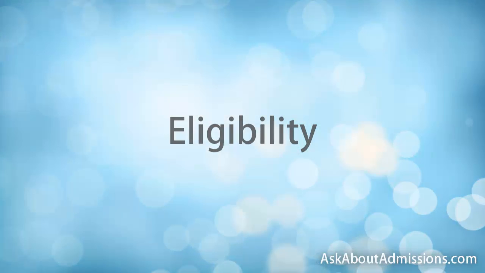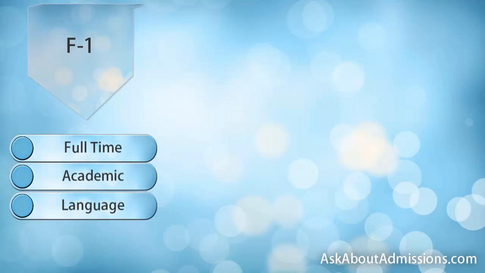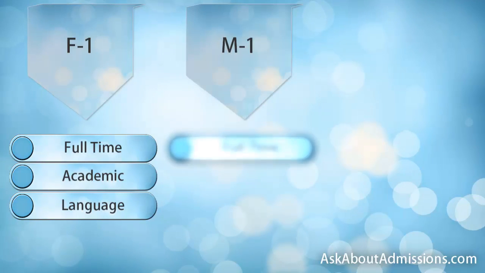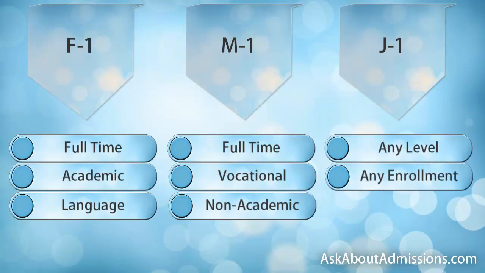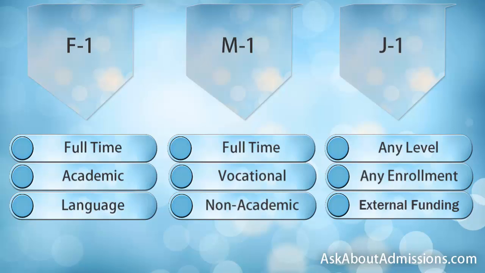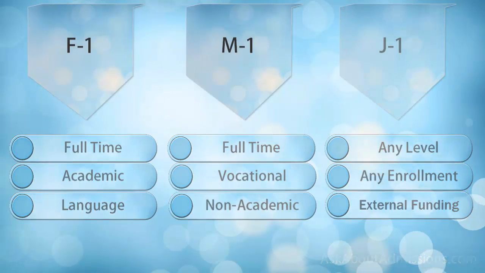Eligibility for visas. F1 visa is for a full-time academic or language student enrolled in a program leading to a degree or certificate. M1 visa is for a full-time vocational or non-academic student. J1 visa is appropriate for students at all academic levels and types of enrollment. The program students participate in must be approved by the Department of State, and funding should come from external sources, not from personal or family funds.